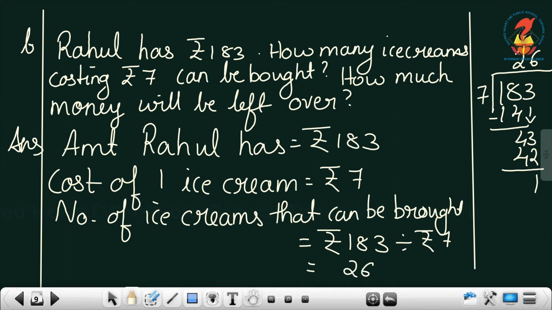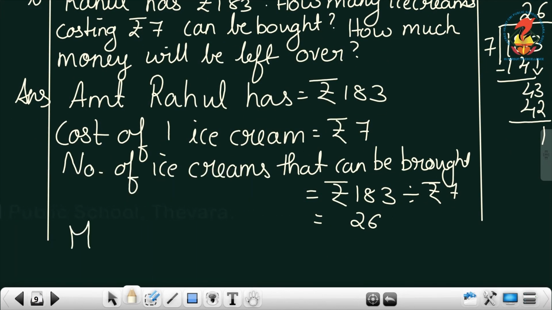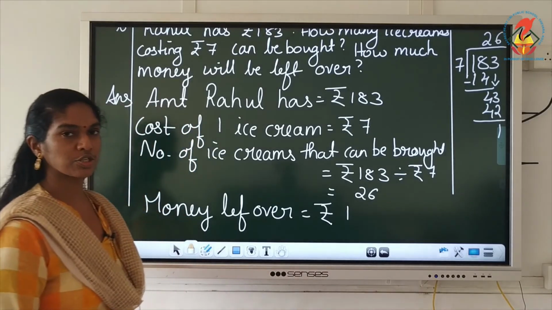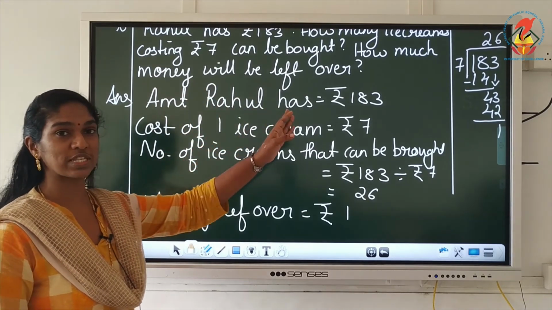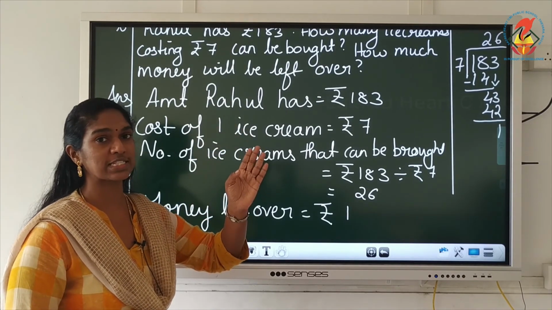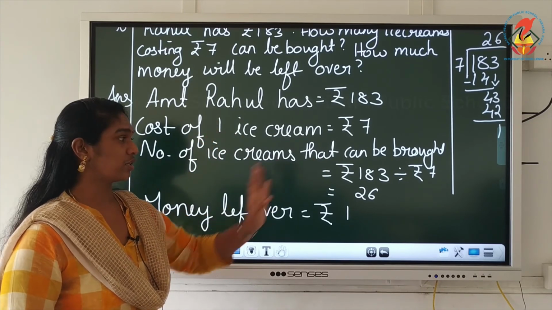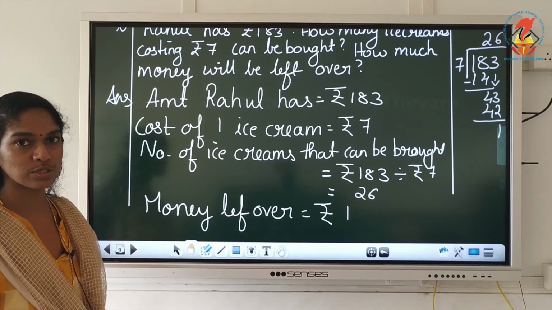Then there was a question, how much money will be left over? Money left over, that is equal to rupees 1. Understood, children? The question was, he had rupees 183. How many ice creams costing rupees 7 can he buy? The cost of all the ice creams is rupees 7. So like that, how many ice creams can he buy? You have to divide. You will get 26 ice creams, and the money that is left over is 1.